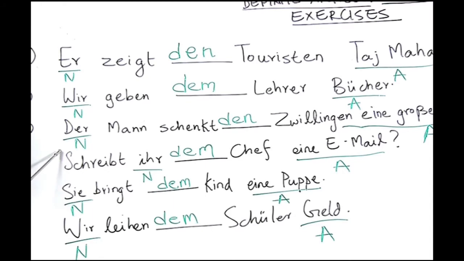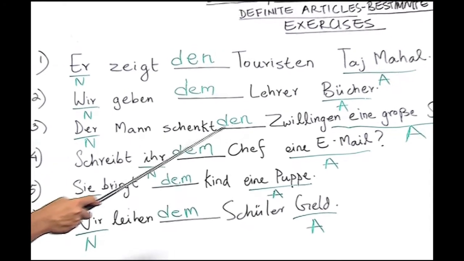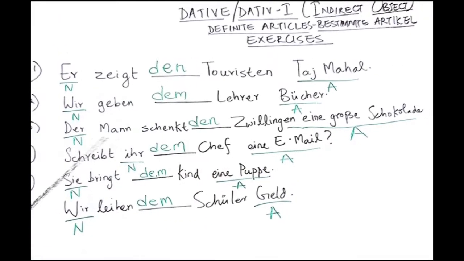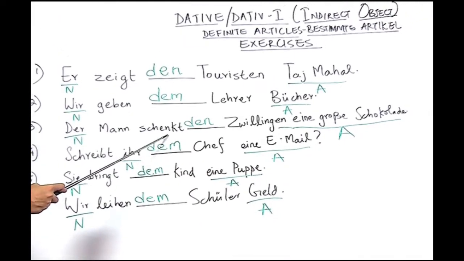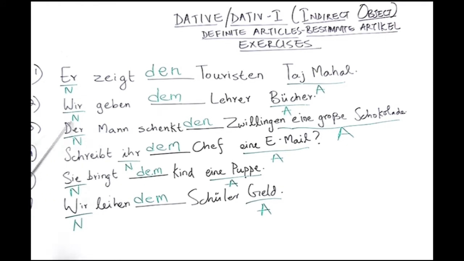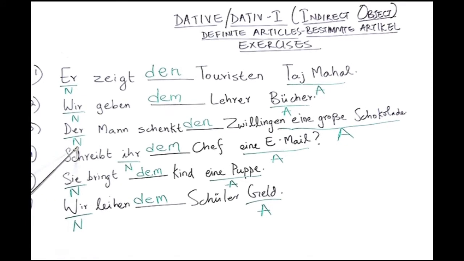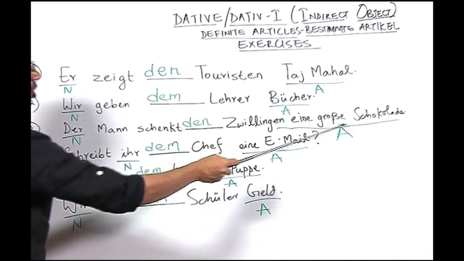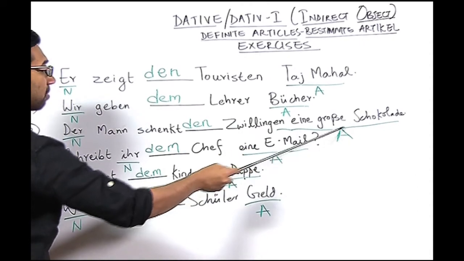Now, in sentence number 3, der Mann schenkt Zwillingen eine große Schokolade. Here we have the verb schenken, which means to gift, and the verb is conjugated according to the noun Mann, which is der Mann, and as you can see, the student has correctly written the nominative marker here, n. We have to ask now the question, Mann schenkt. What does the man gift? A big chocolate, eine große Schokolade, which becomes the accusative.